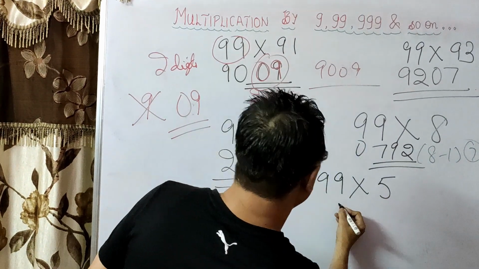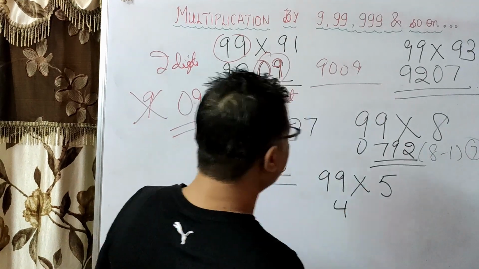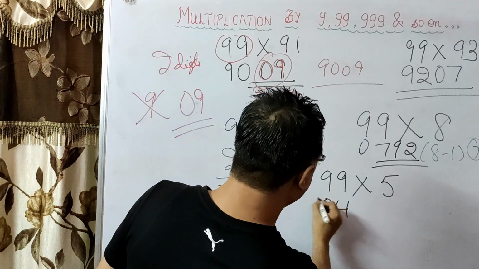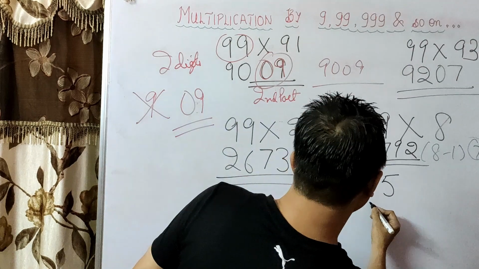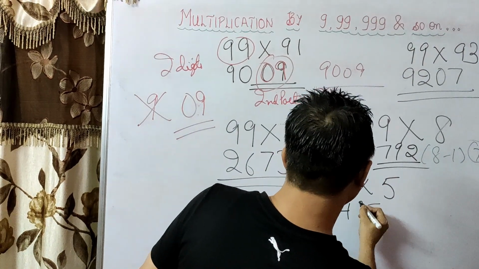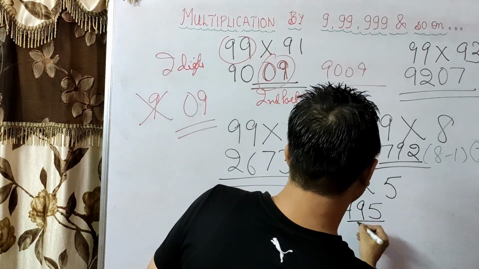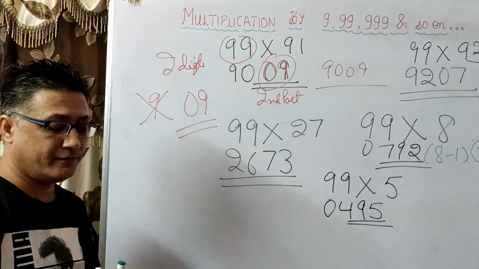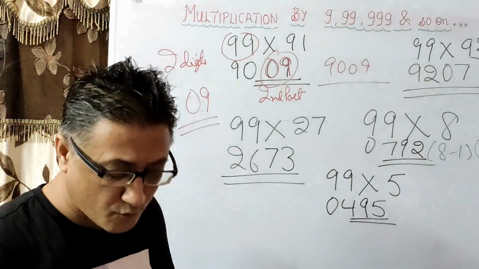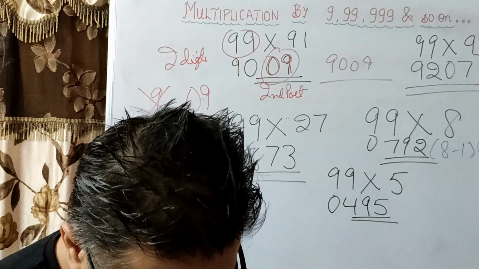Now let's suppose for our final example, we are multiplying 99 with, say, 5. So we'll write 4 here. For our ease, we'll write 0 here. 9 minus 4 is 5. 9 minus 0 is 9. Answer is 495. So now let's move on to multiplication with 999.